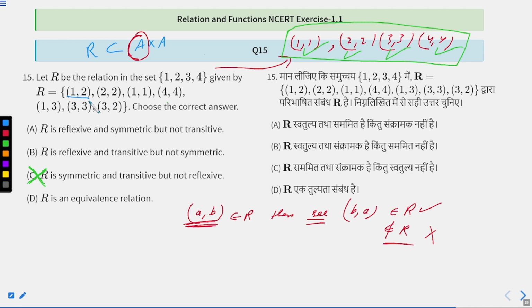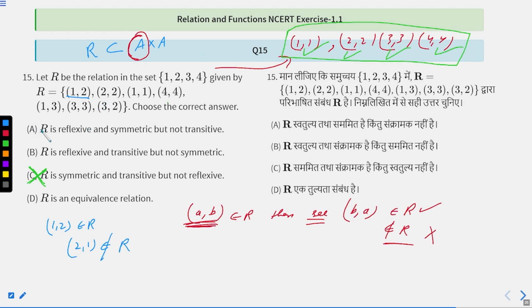1 comma 2 belongs to R. Does 2 comma 1 belong to R? As you can see, no. So 2 comma 1 does not belong to R. So this means not symmetric.